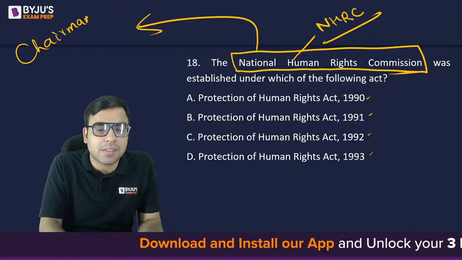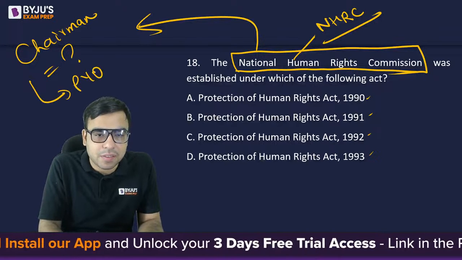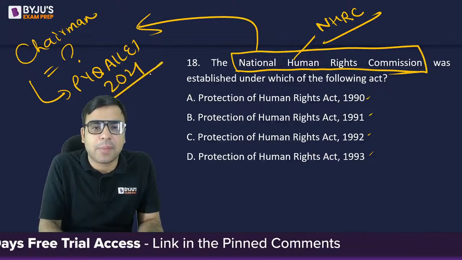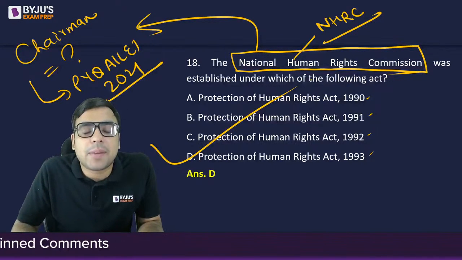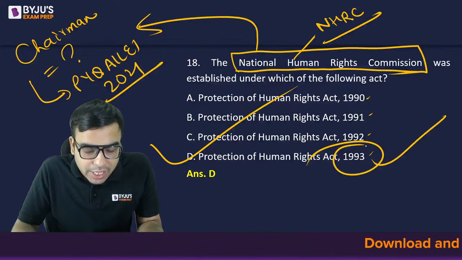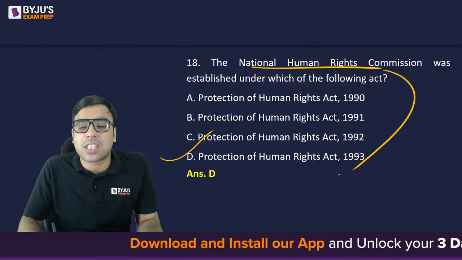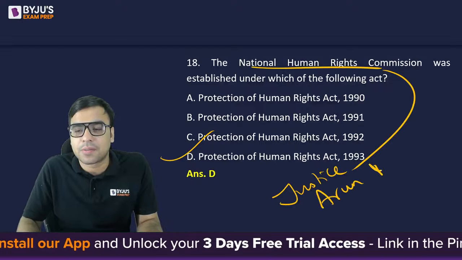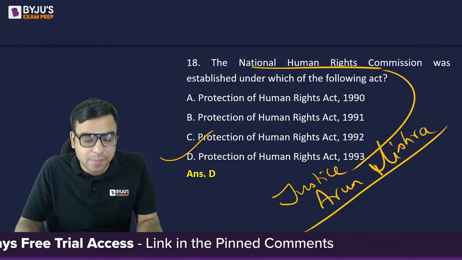Can anyone tell? This is a previous year question of CLAT, I think it was asked in 2021. Chairman of National Human Rights Commission. So yes, it was formed in 1993, Protection of Human Rights Act. So D is the right answer to this question. Yes, Gauri, very good. The chairman is Justice Arun Mishra. This is a previous year question of CLAT. You should be doing it.